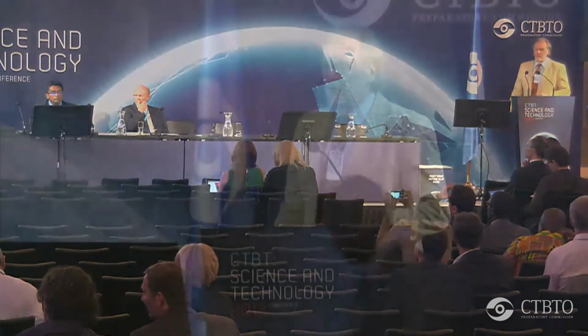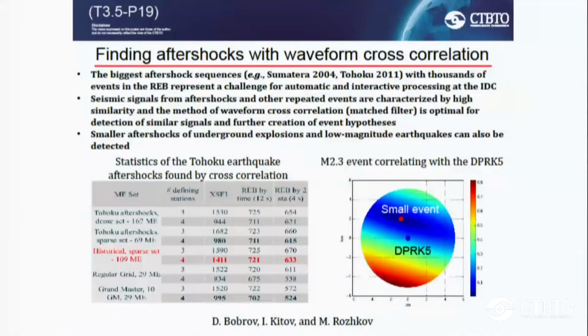This poster again about waveform cross-correlation. It studies the scale from the biggest aftershock sequences like the Hoku down to the smallest aftershock of the DPRK5, which is about magnitude 2. All of that is possible by waveform cross-correlation with very accurate locations of all events detected and found in the sequence, or just one of them.